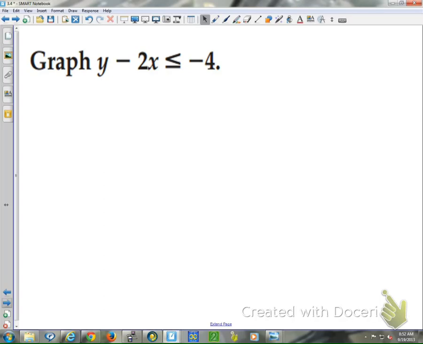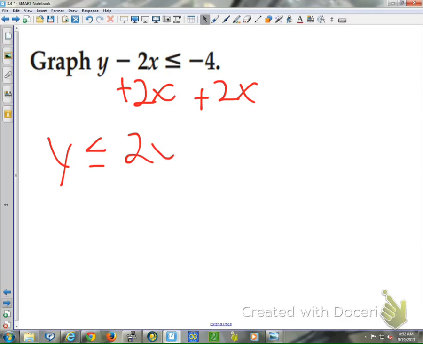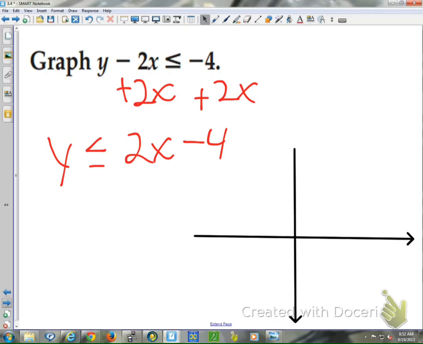Can we get y by itself? Yes, and what's the first step to doing that? Add 2x. So that's y is less than or equal to 2x minus 4, or 4 minus 2x, whichever way you'd prefer to write it. Y is by itself, so we're good. We did not have to flip the inequality because we did not multiply or divide by a negative number. So you go down to your y-intercept, 1, 2, 3, 4, and you do your slope of 2. Up 2 over 1, up 2 over 1 again.